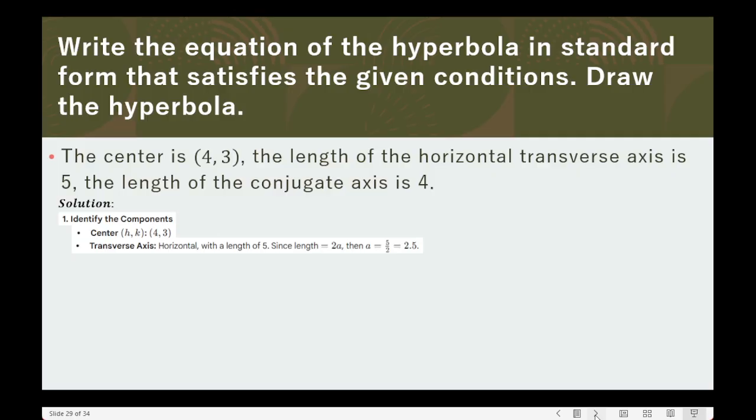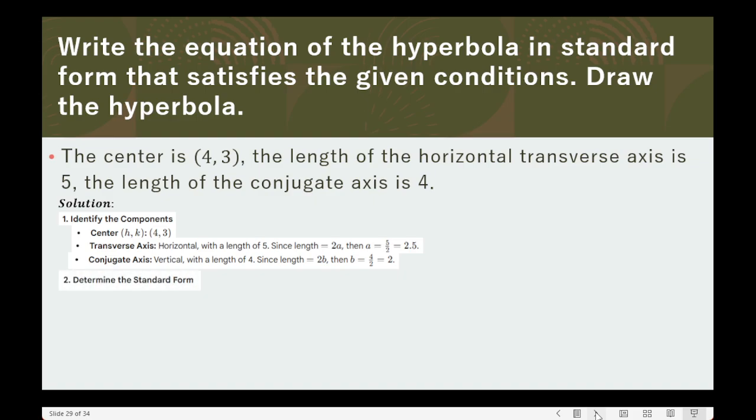Then a is equal to 5 halves, or that is 2.5. For the conjugate axis, it is vertical with length of 4 since the length is 2b, therefore b is equal to 4 over 2, or that is equal to 2.